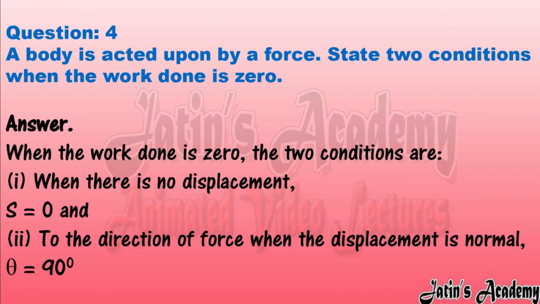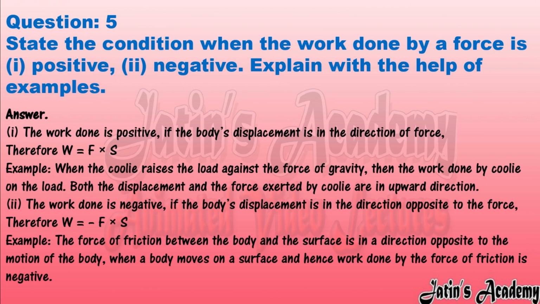Question 4. A body is acted upon by a force. State two conditions when the work done is 0. Answer. When the work done is 0, the two conditions are: first, when there is no displacement, S is equal to 0, and second, when the displacement is normal to the direction of force, theta is equal to 90 degree.